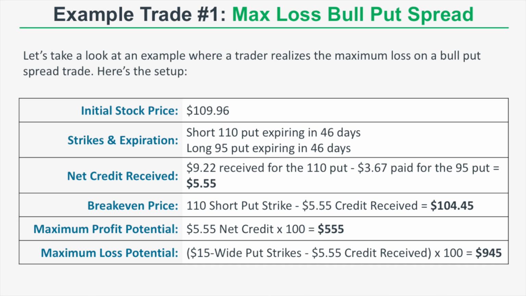So we sold the put spread for $5.55. The most the put spread can be worth at expiration is $15, which means if we sell it for $5.55 and it goes to $15, our loss will be $945 per spread. So let's go ahead and take a look at how this short put spread performs through time as the stock price is changing.